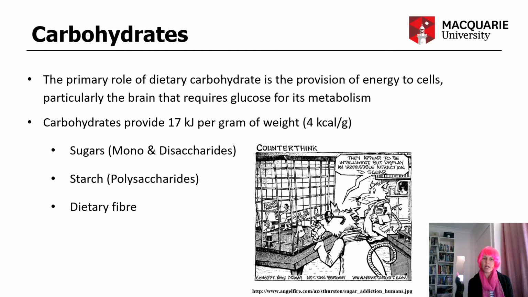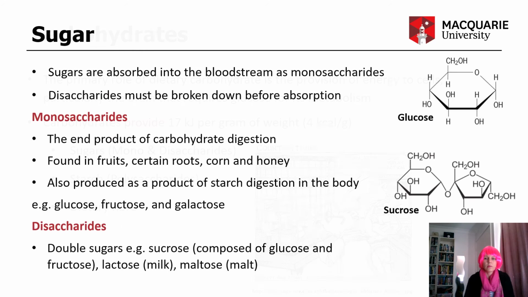Now mono meaning 1, di meaning 2, and that's to do with how many glucose rings are in the sugar. Starch is also a carbohydrate, and we'll have a look at that, and that's many sugar rings joined together. And then fiber is the third source of carbohydrates. So let's start by looking at sugars.